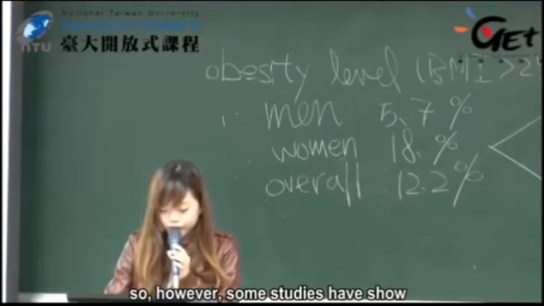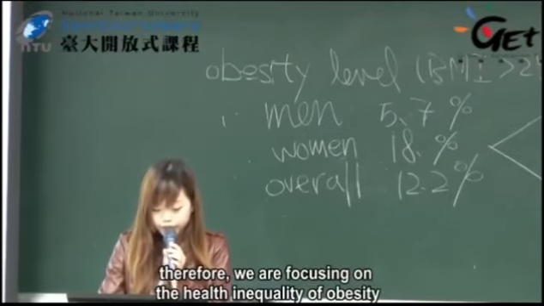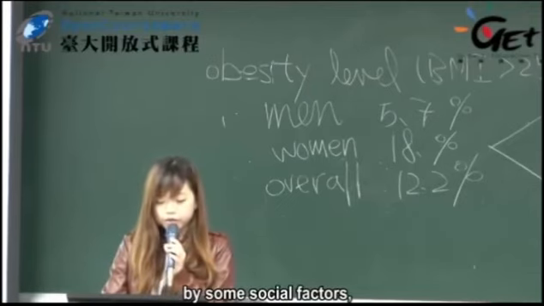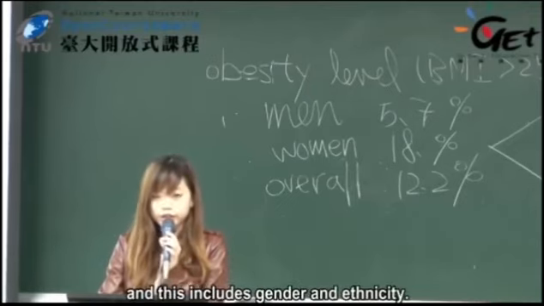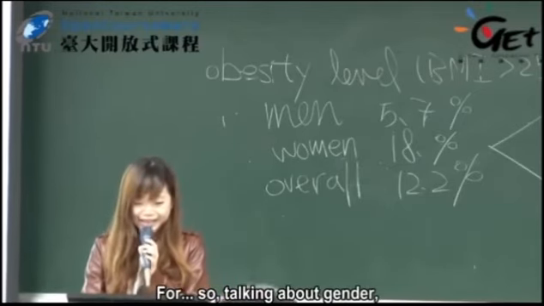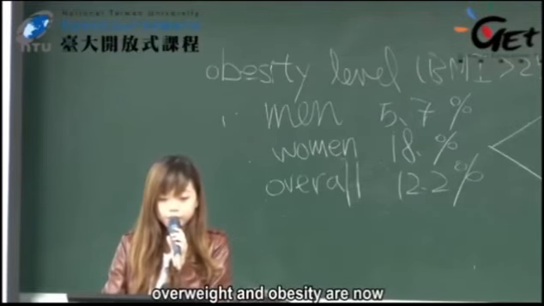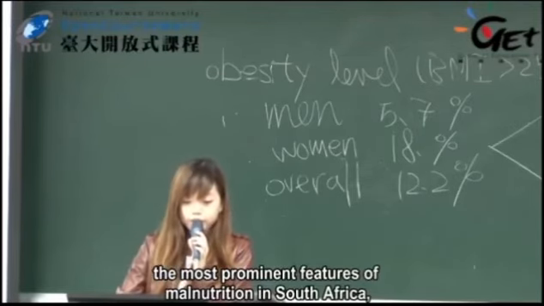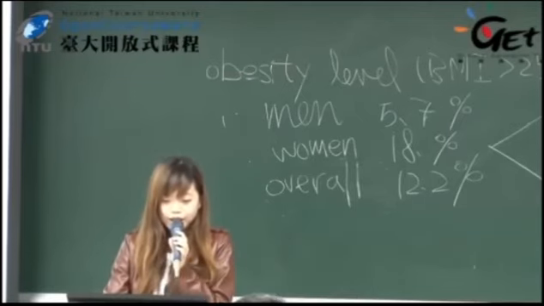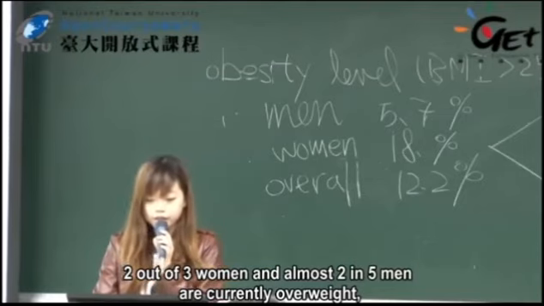However, some statistics show that this only happened to the blacks in South Africa. Therefore, we are focusing on the health inequality of obesity by some social factors, and this includes gender and ethnicity. Talking about gender, overweight and obesity are now the most prominent features of malnutrition in South Africa. 2 out of 3 women and almost 2 in 5 men are currently overweight.